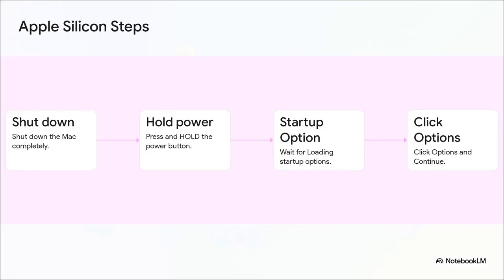Okay, if you are on an Apple Silicon Mac, here is your playbook. First, shut down your Mac completely. Then, press and hold the power button. Don't just click it, you really gotta hold it down firmly. Continue holding until you see a message pop up on screen that says, Loading Startup Options. Once that screen loads, you simply click on Options and then hit Continue. It might ask for your administrator password, but after that, boom, you're in.